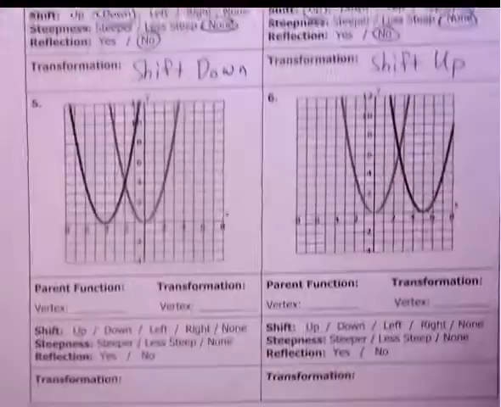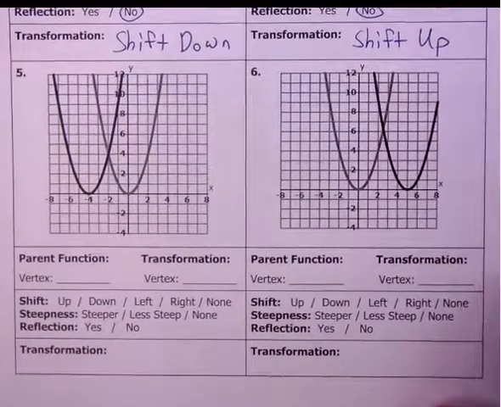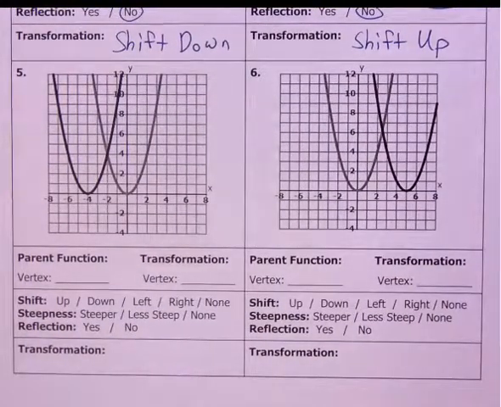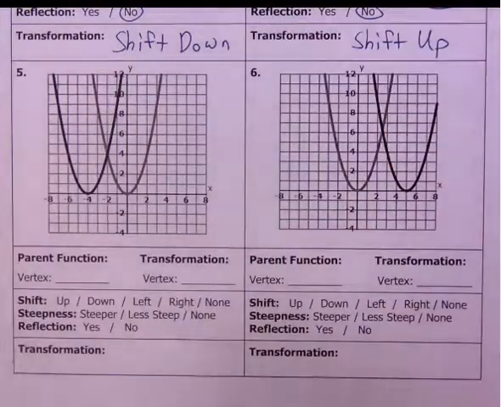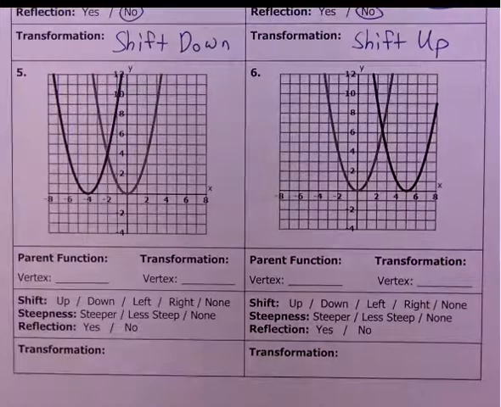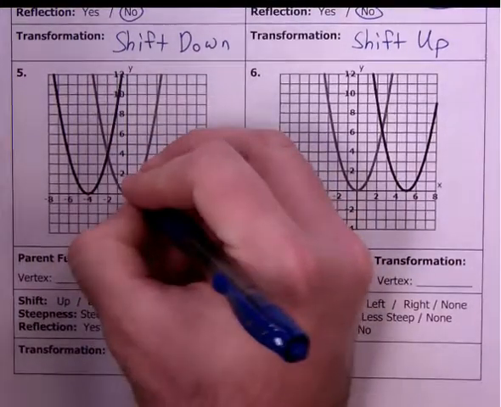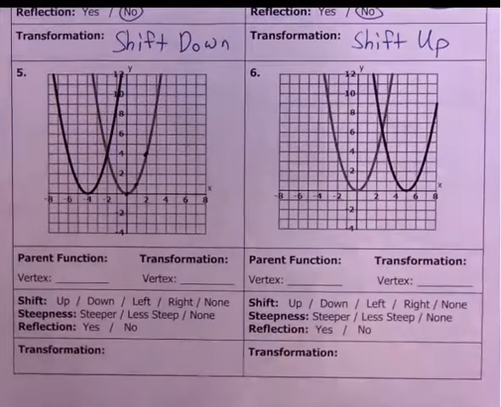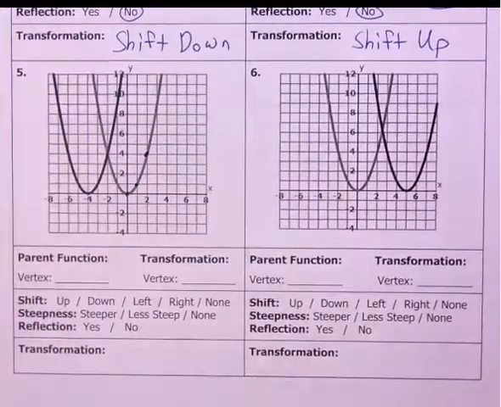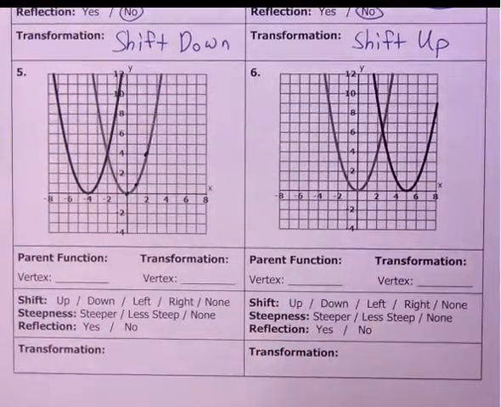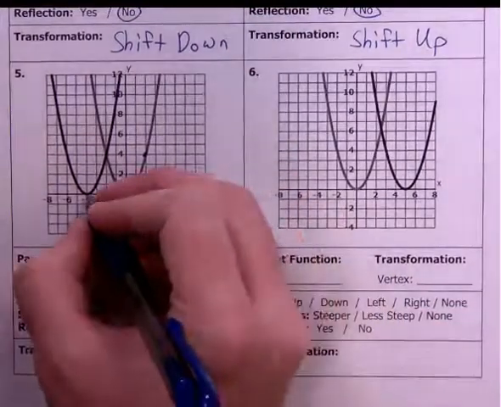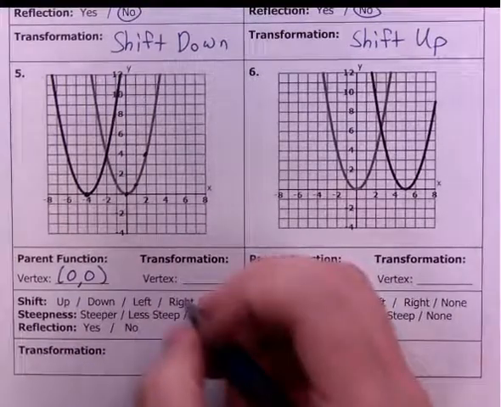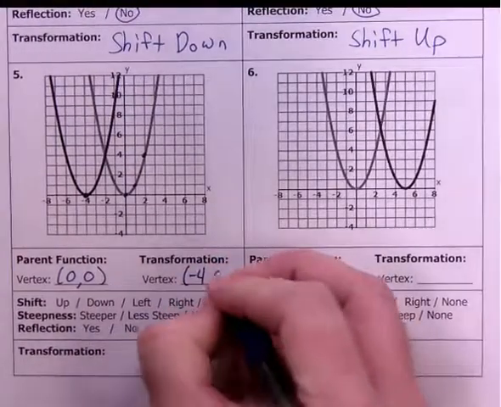All right. Going down here, you can tell we're starting to shift left and right. So it starts to become easier on this page to determine which one's our parent function. So we have the 0, 0, 1, 1, 2, 4. That just solidifies that that's our parent function. So the vertex is 0, 0. Our new vertex is shifted over to right here. That's going to be -4, comma 0.